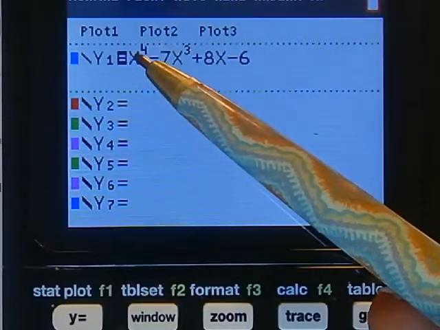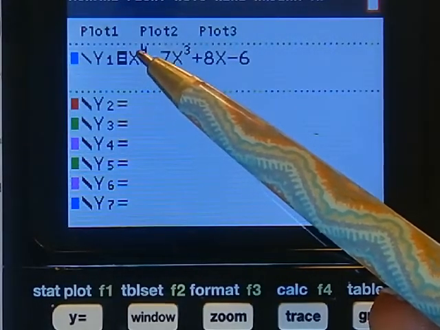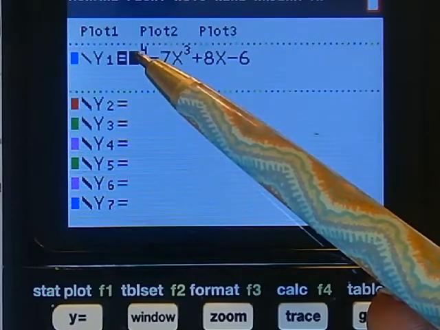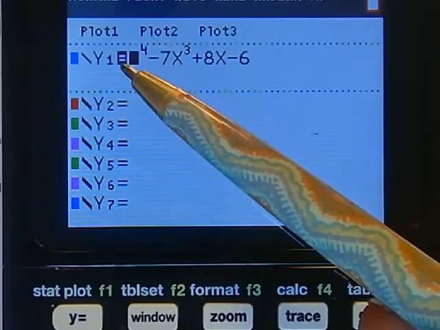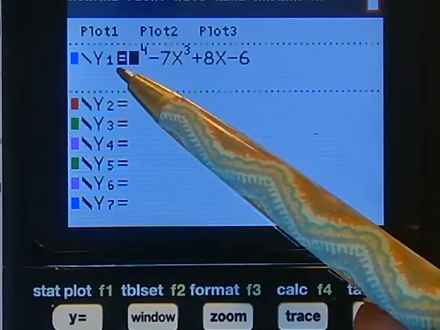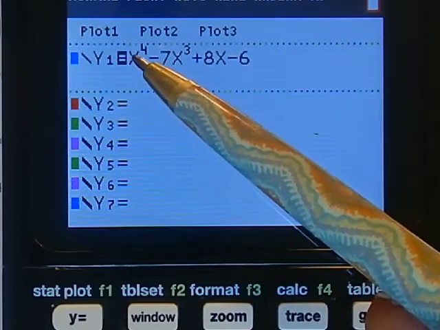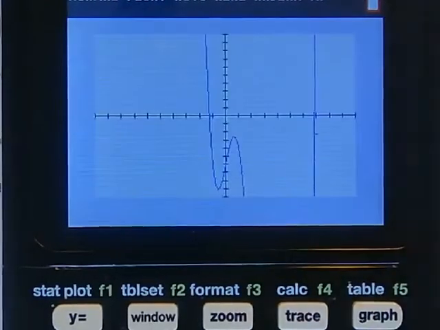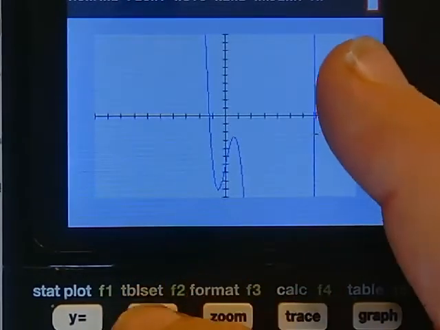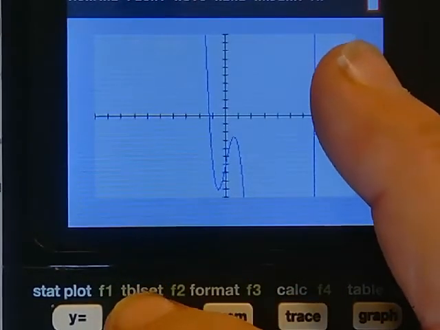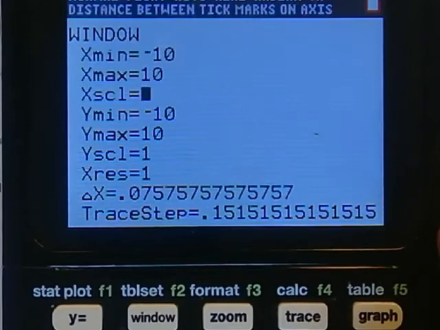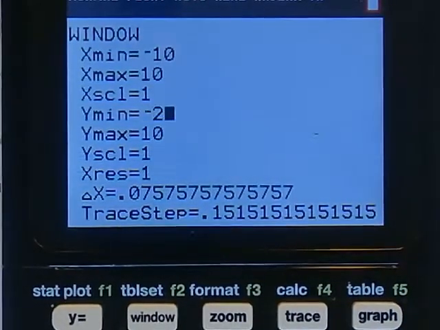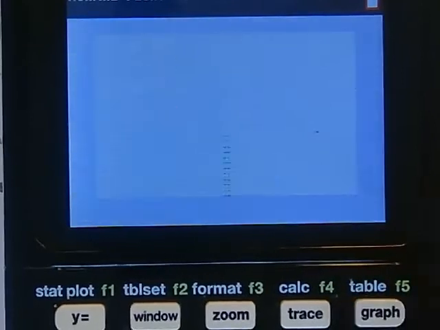I should expect an even function, so it should enter in one hemisphere and leave in the same hemisphere. And also, because this is a positive 1 out front, I should expect it to come in the north and leave in the north also. Let's see if that's what happened. Well, it appears that's what happens. I can't tell what's going on at the bottom, so I'm going to zoom out with the window a little bit. I'm going to press window, and let's take the Y minimum down to maybe -20 or something and see what we get and graph it again.